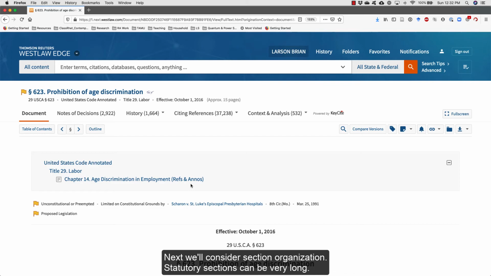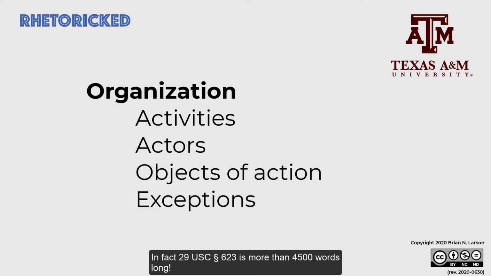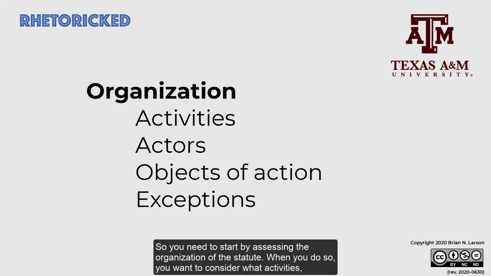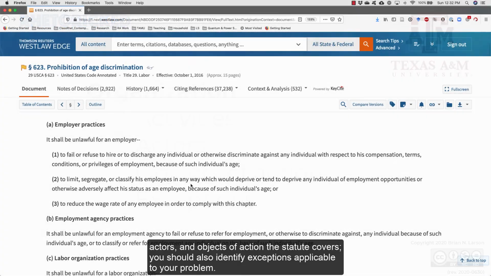Next, we'll consider section organization. Statutory sections can be very long. In fact, 29 U.S.C. section 623 is more than 4,500 words long. So you need to start by assessing the organization of the statute. When you do so, you want to consider what activities, actors, and objects of action the statute covers. You should also identify exceptions applicable to your problem.